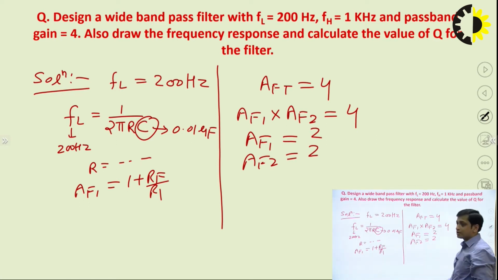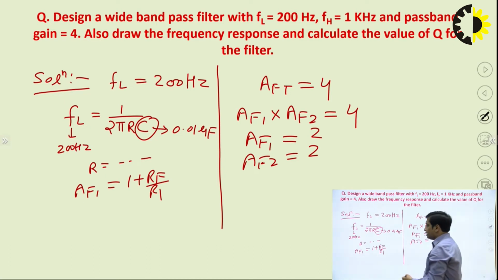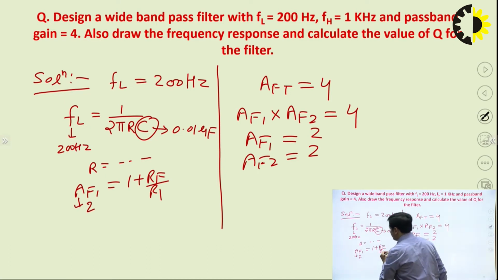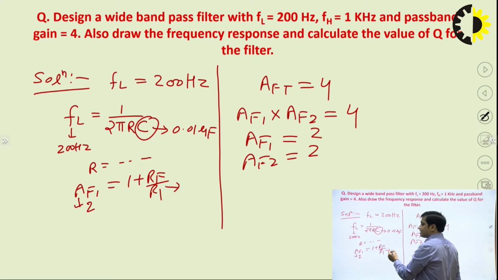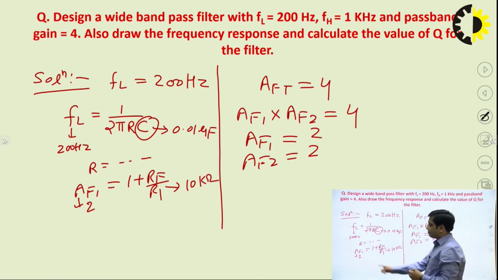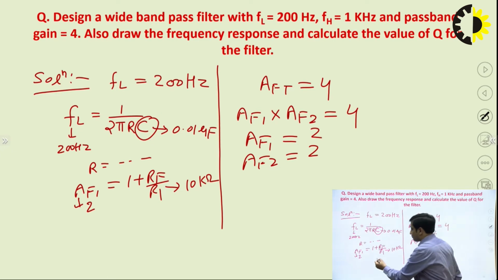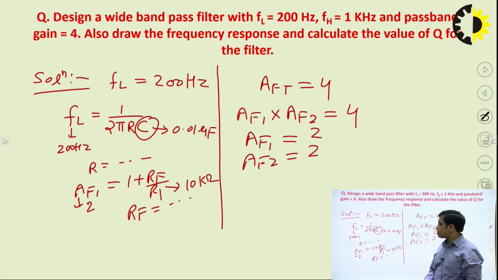Suppose that if AFT is equal to 5 given, so you can take under root 5 for first order high pass and first order low pass, no issue in that. But as far as this question is concerned, we can take AF1 equal to 2, AF2 equal to 2. Fine. Now again see, AF1 is equal to 2, one equation, two unknowns. We can take this R1 less than 100 kilo ohm. Let's take R1 is equal to 10 kilo ohm. So AF1 is 2, R1 is 10 kilo ohm. You can calculate the value of RF. So from here you can get the values of R1, RF, R and C for the first order high pass filter.